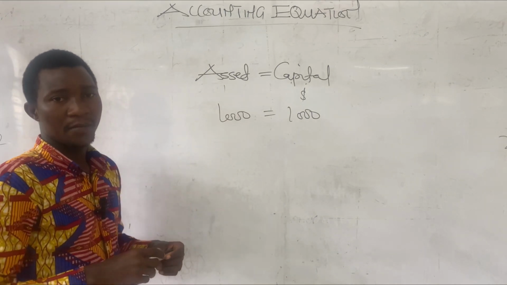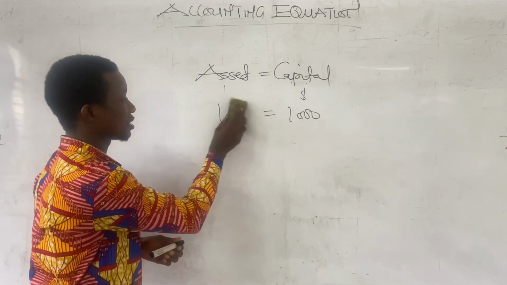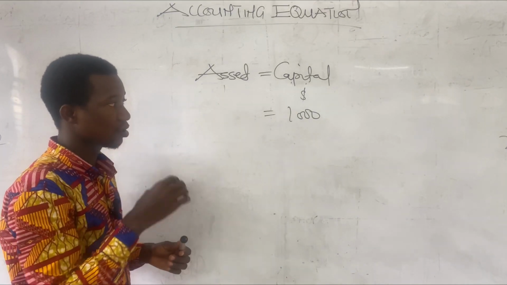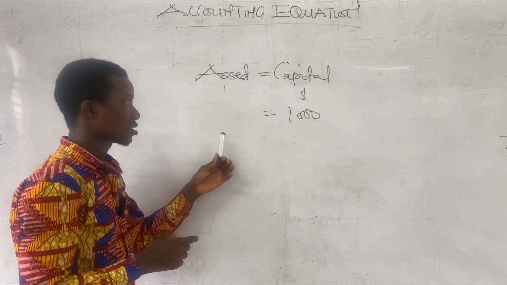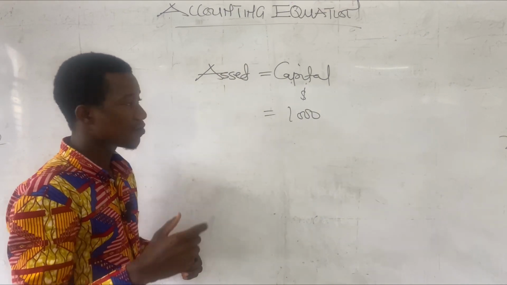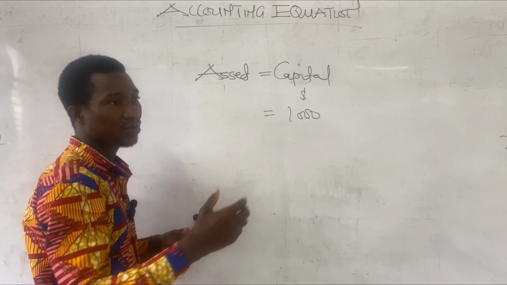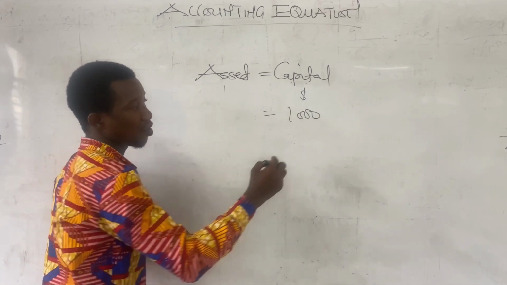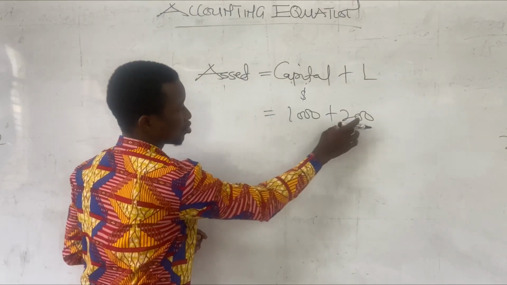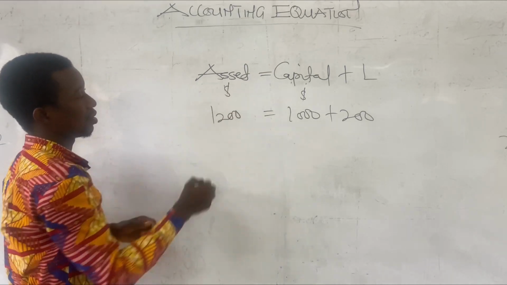So it is equal to 1,000. But let's say that the owner wants to use this 1,000 capital to acquire a motor vehicle, which is also an asset, and the cost of the motor vehicle happens to be $1,200. This capital can't finance the motor vehicle, so the business has to go out to borrow money to add to the capital to buy this motor vehicle. So if the business goes out to third parties to borrow, let's say an amount of 200 cedis, then this 200 cedis becomes the liabilities. And the total of these two has to give us 1,200, being the cost of the motor vehicle as an asset.